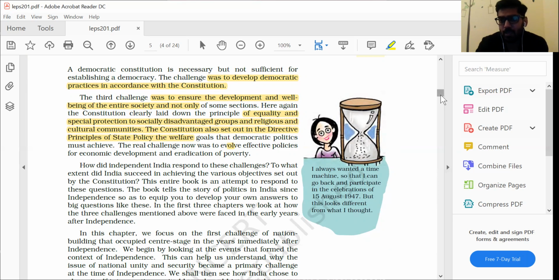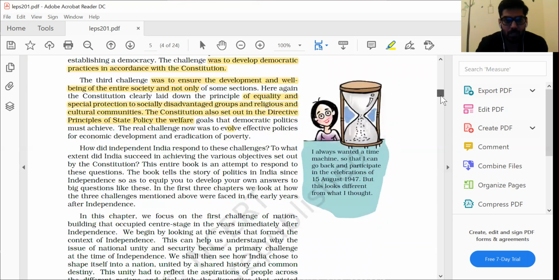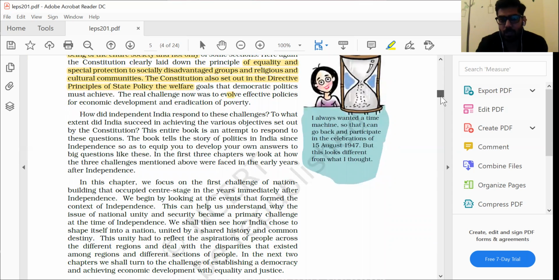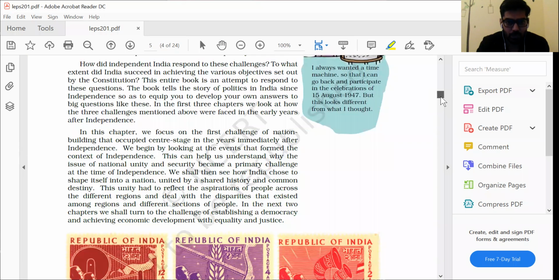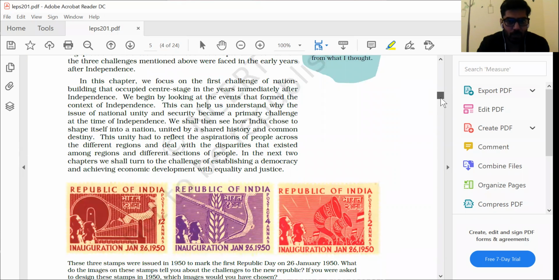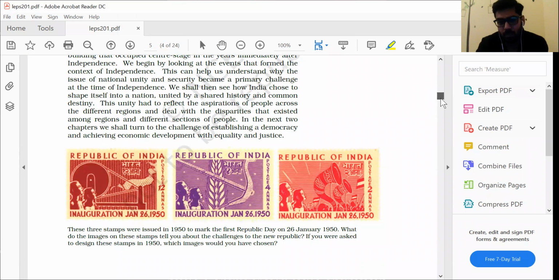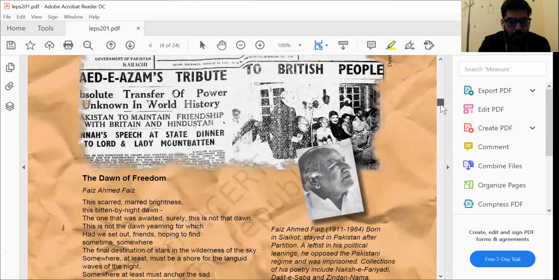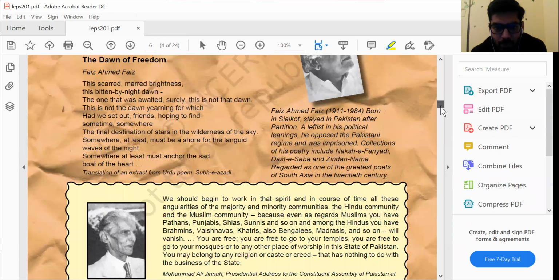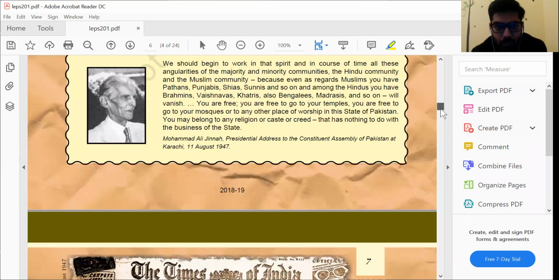So how did India respond to these challenges? To what extent did India succeed in achieving the various objectives set out by the constitution? This is what this book tells you. And here you see, now they have given this introduction, what India intended to do. You see the stamps were issued, and here Faiz Ahmad Faiz's poetry is given. You can skip this. It's not going to come in any of your exams. He was actually left of the center, and of course he used to write very well.